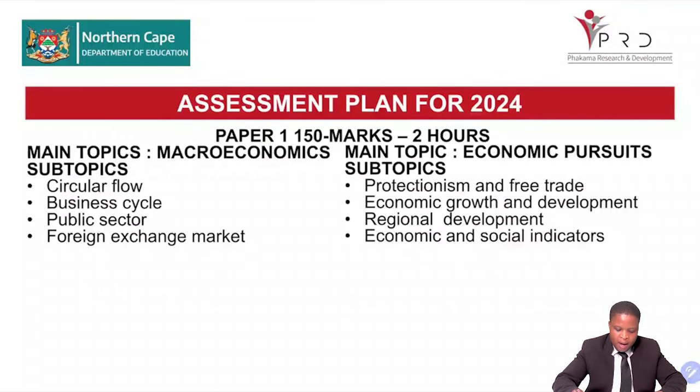Right, let's look at our assessment plan. Just to remind you, paper 1 is 150 marks. You are given 2 hours, and you have 2 main topics, macroeconomics and economic pursuit. Macroeconomics has 4 units that you need to know: circular flow, business cycle, public sector, foreign exchange market. Then economic pursuit has protectionism and free trade, economic growth and development, regional development, and economic and social indicators. Those are your 8 important topics for your paper 1. So when you go write your paper 1, you must have studied and revised those 8 subtopics.